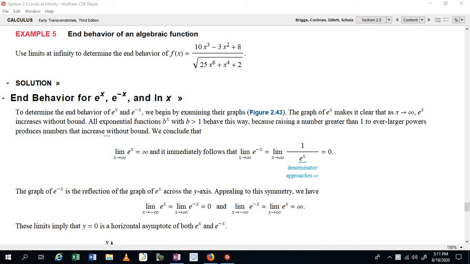Hello again. In this video, we're going to go over section 2.5, part 5, which is about the end behavior of an algebraic function. In previous videos, we looked at the end behavior of polynomial functions and of rational functions. But in this video, we're looking at the end behavior of algebraic functions. In this example 5, we have an algebraic function, so let's find its end behavior.